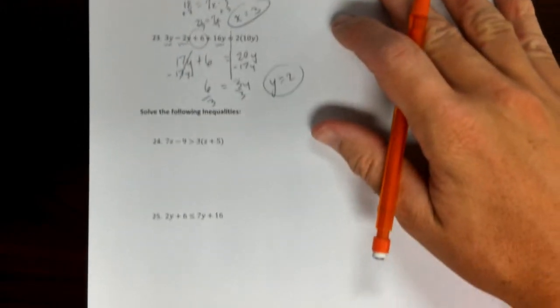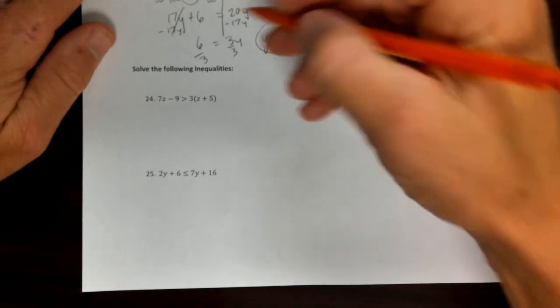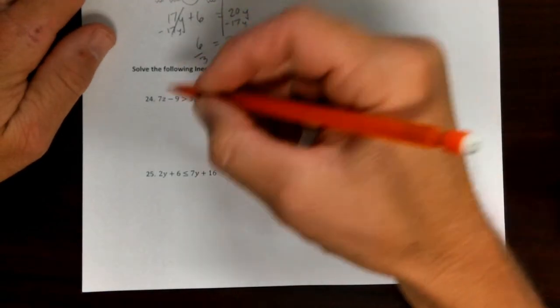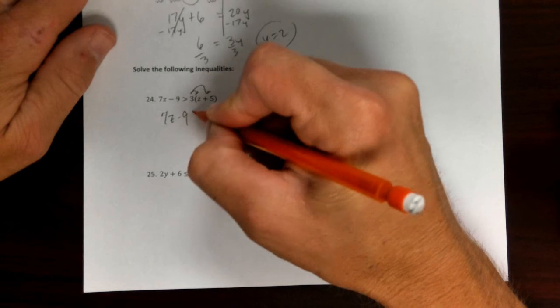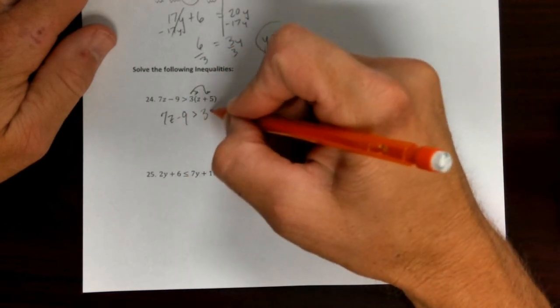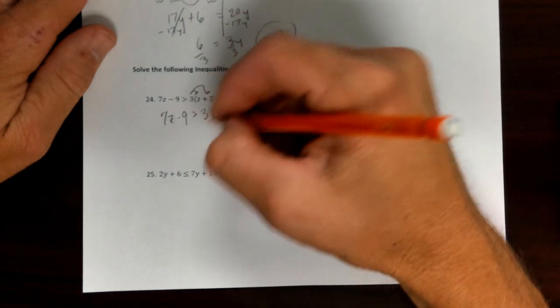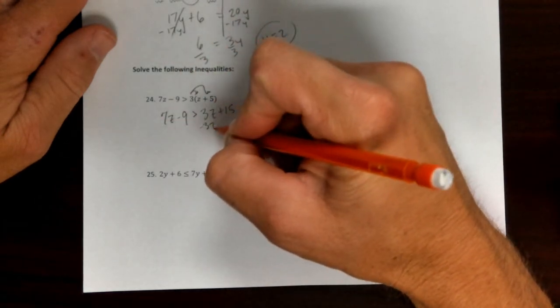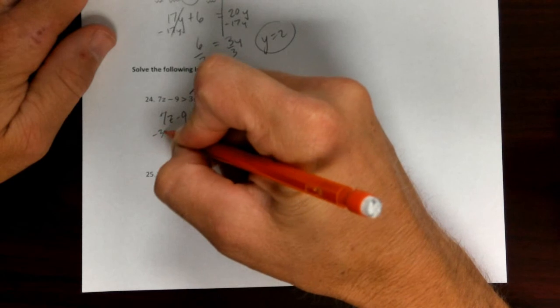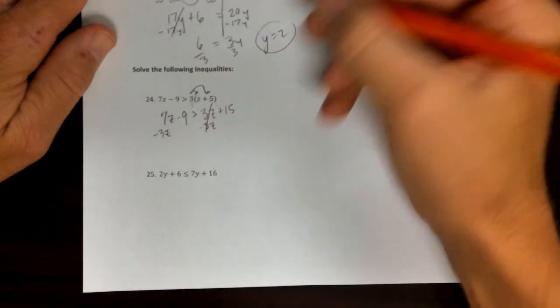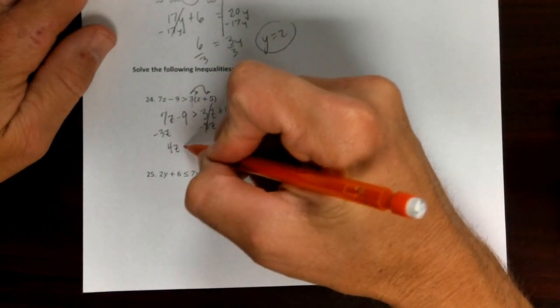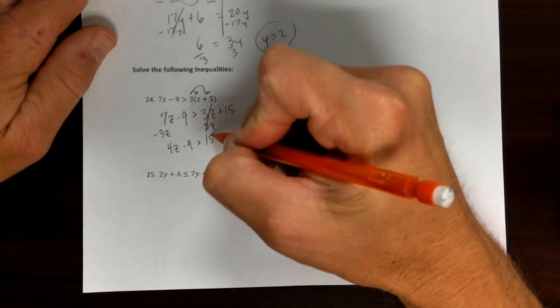Number 24, we're solving inequalities with a variable on both sides. Same thing though, we're going to distribute. So 7z minus 9 is greater than 3 times z is 3z plus 3 times 5 is 15. Now get your variables together. I'm going to subtract 3z. So that's 4z minus 9 is greater than 15.